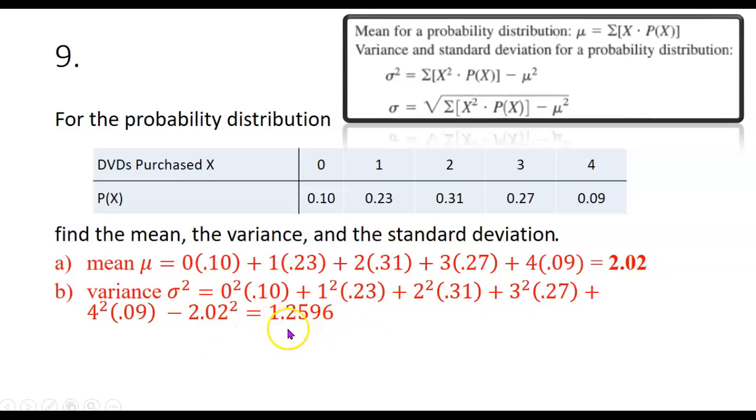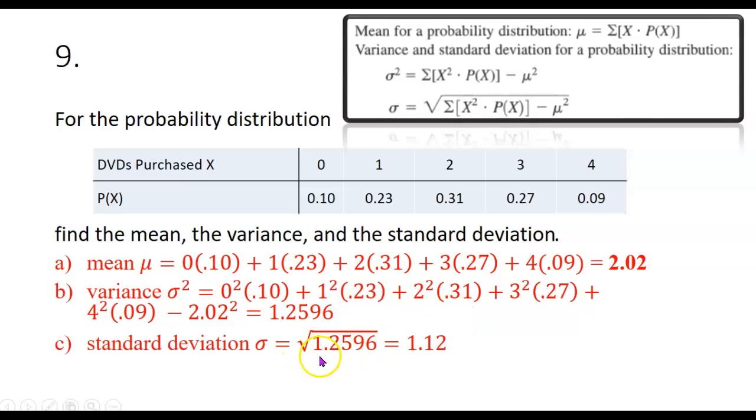So that comes out to be 1.2596. You can either leave it like that or round it. But now for the standard deviation, we just take the square root of what we just did. So the square root of 1.2596 comes out to be, and this I did round to about 1.12.